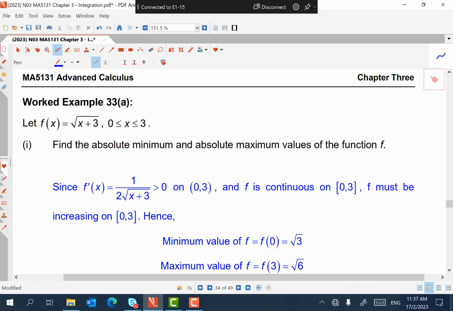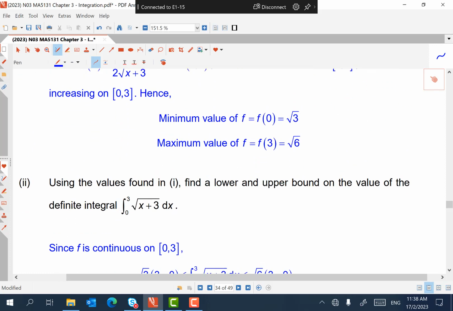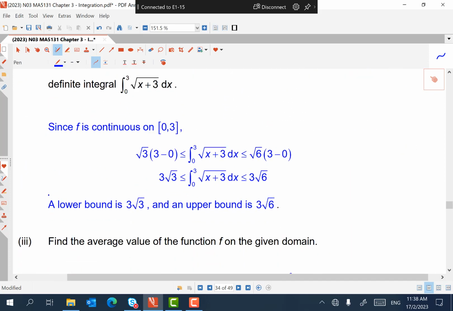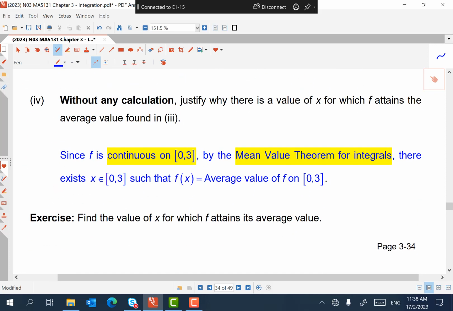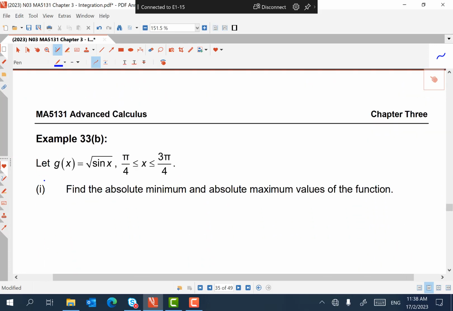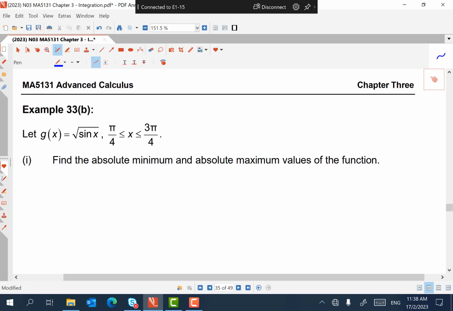Okay, in the next question, there's a 33A and 33B. 33A is for you to learn, 33B is for you to try. So in 33A, you will learn how to find the absolute min and the absolute max. And then you find the boundary, the lower bound and the upper bound. And after that, you want to find the average value. Okay, so this one, you can read for yourself. Let us actually do 33B together. To find the absolute min and absolute max of a function, again, you can find the endpoints.